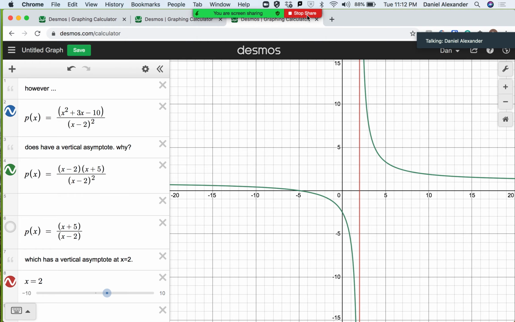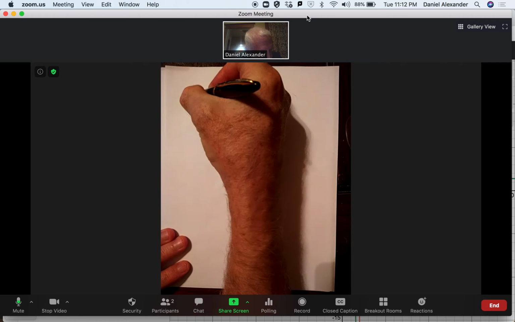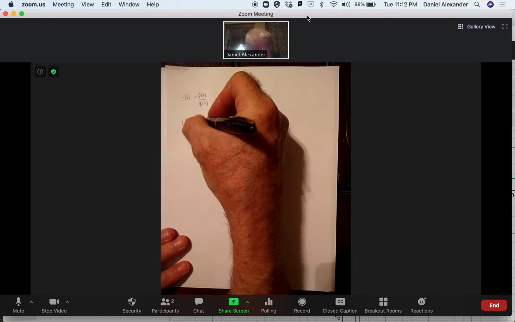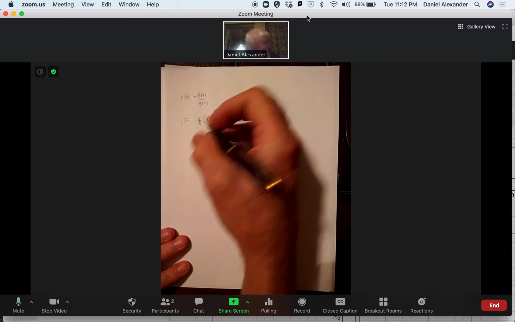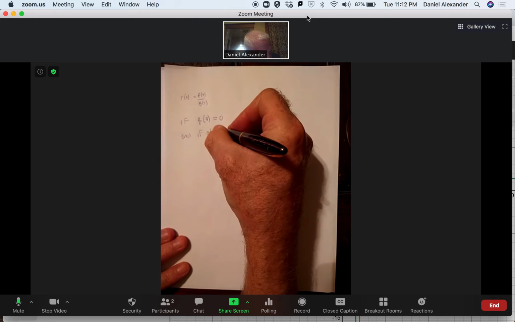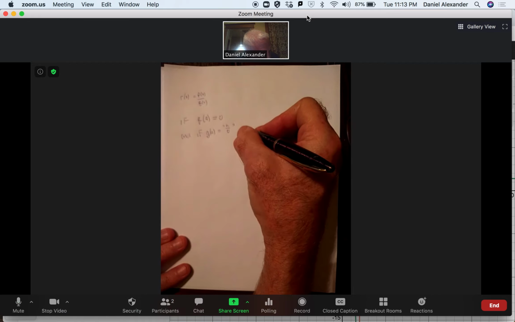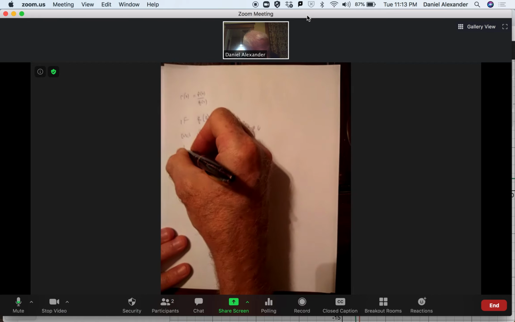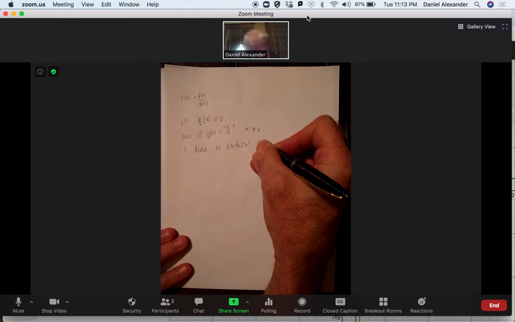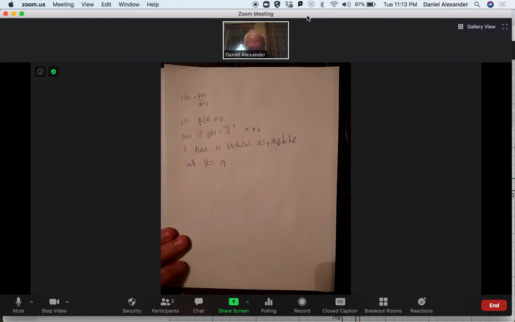So I'm going to stop the share and summarize everything. If I have a function r of x equals p of x over q of x, and if q of a is equal to 0, and when I plug a into the function, I get something like k over 0, sorry, I'm going to write bigger, where k is not equal to 0, I have a vertical asymptote at x equal a.